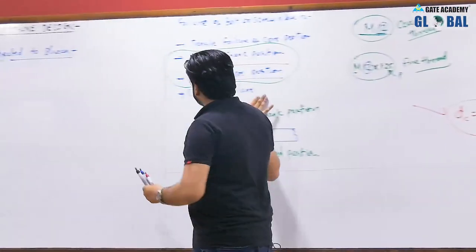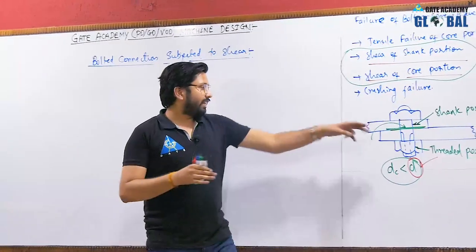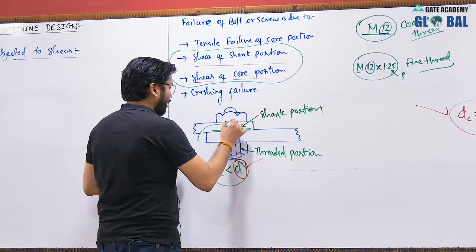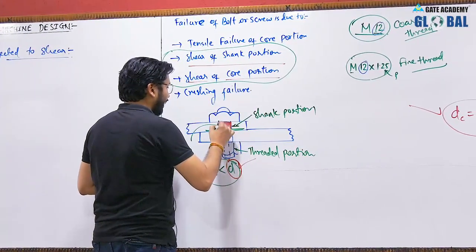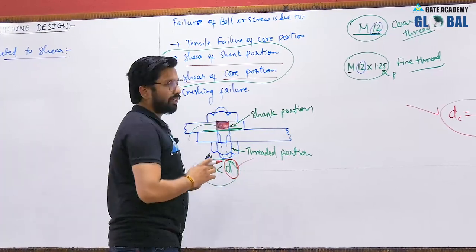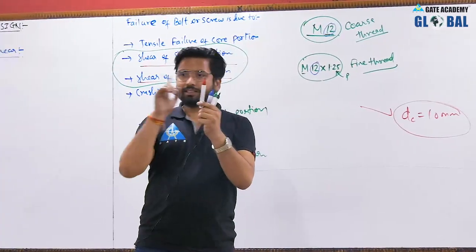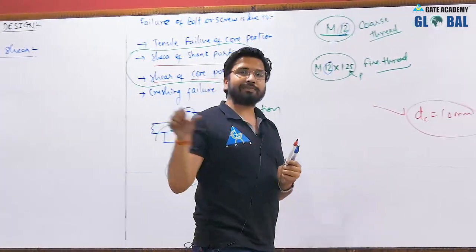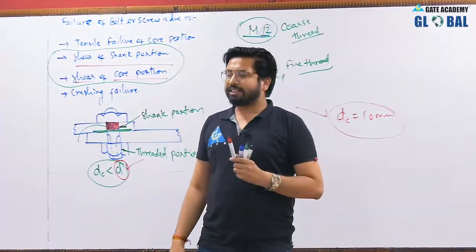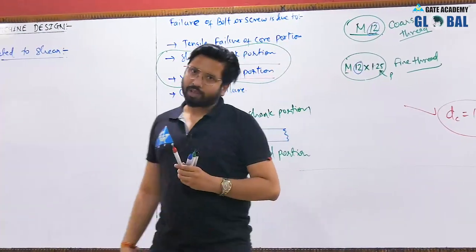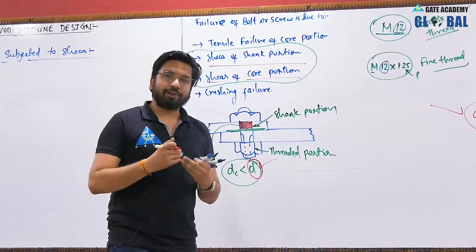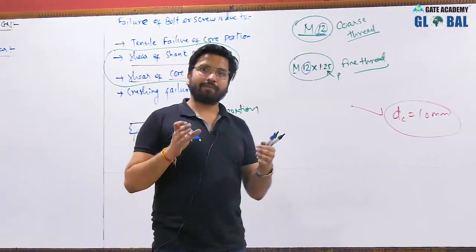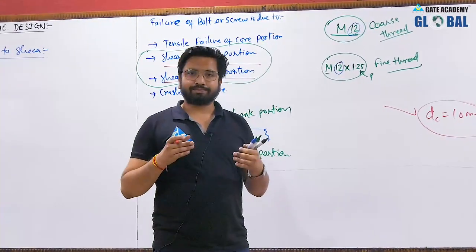Now, crushing failure will be there. As you can see in this connection, this area will be carrying the load. This is a curved surface, so we will be considering the projected area of the bolt, and that area will be subjected to a compressive stress that is known as crushing stress. Now, due to crushing stresses, the diameter of the bolt will decrease.